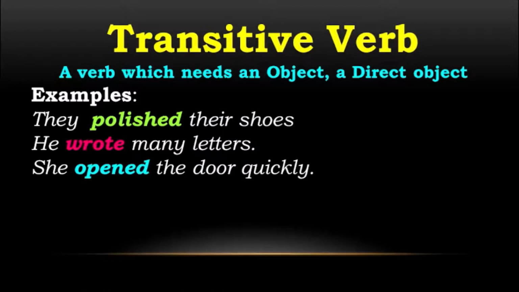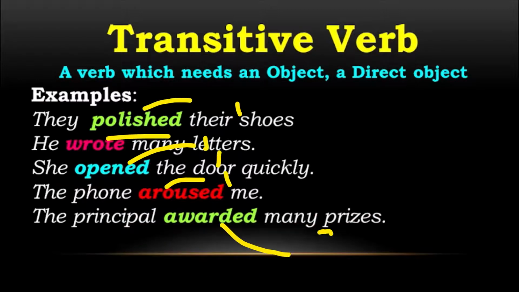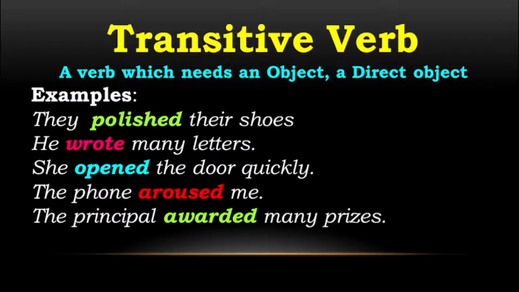She opened the door quickly. Here the door is your object. The door was opened by her quickly. The phone aroused me. Arouse is your transitive verb and me is your direct object. The principal awarded many prizes. Many prizes were awarded by the principal.